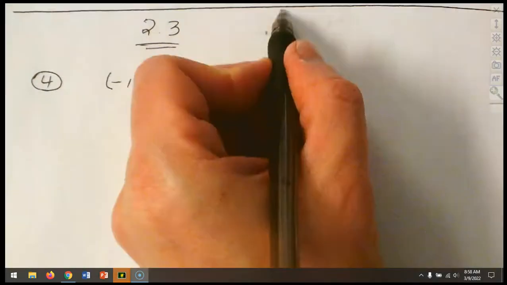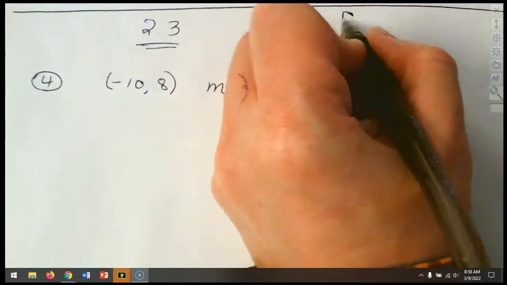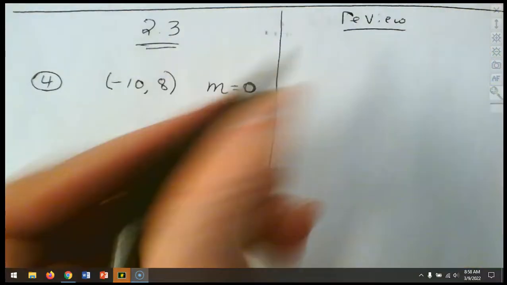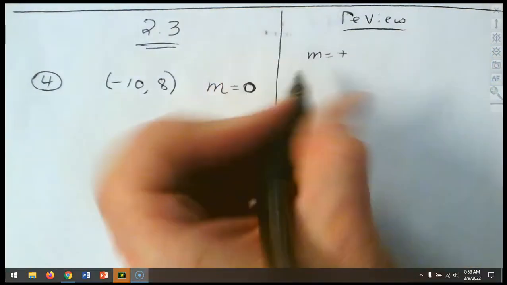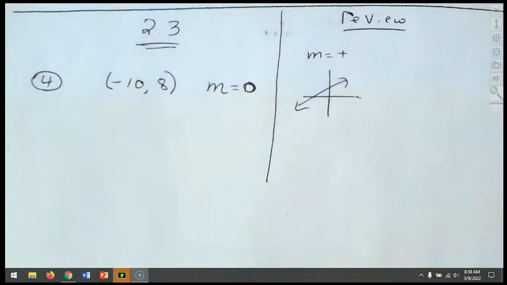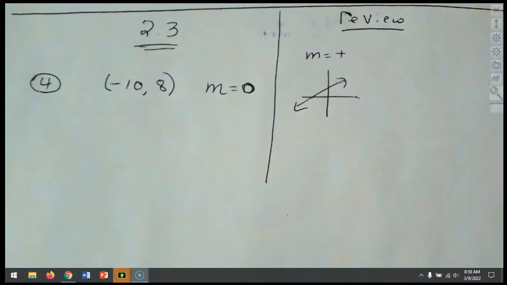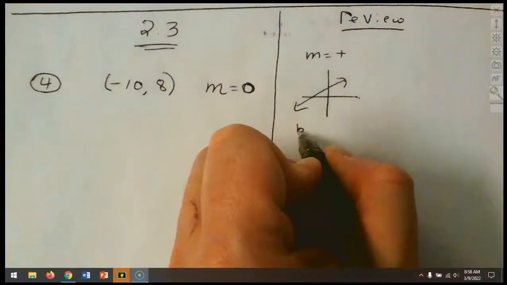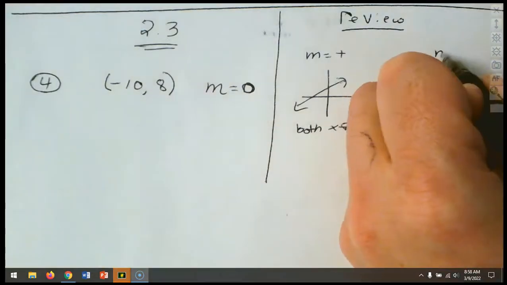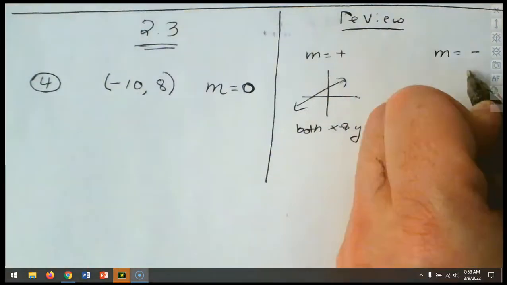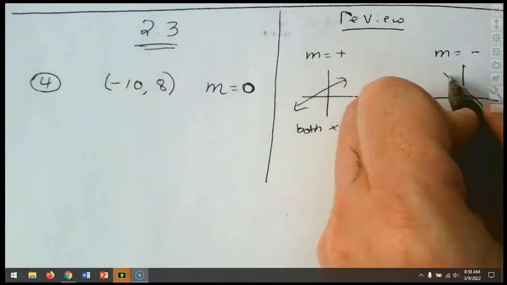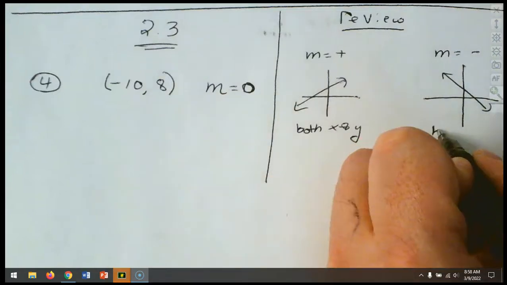Let's review a little bit about our slopes. So this is going to be a quick review. If your slope is positive, your line looks like that. And it has both x and y. If your slope is negative, it's another diagonal line, and you have x and y.